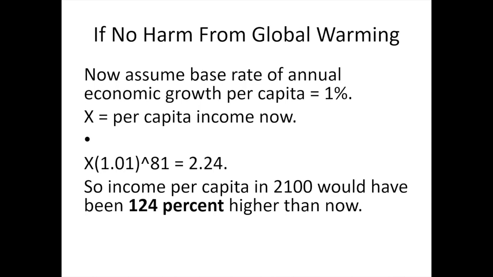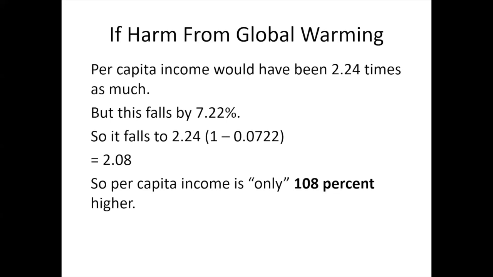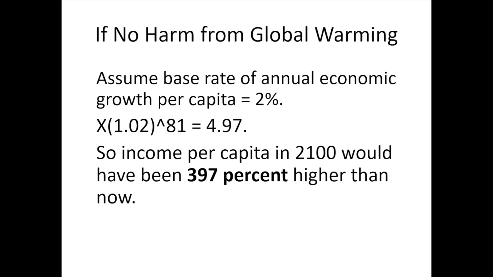Now, what if we had an annual base rate of economic growth per capita equal to 2%? That's a pretty healthy growth rate. X times 1.02 to the 81 is 4.97. So income per capita in 2100 would have been 397% higher. It's 497% as much, so 397% higher than now. That's if there's no harm from global warming.